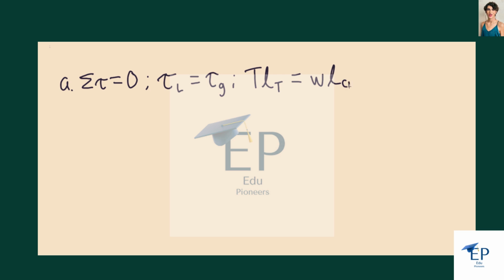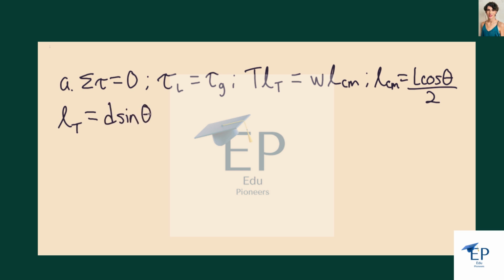length between the center of mass and the axis of rotation. We also know that the length of the center of mass is going to be equal to the full length times cosine theta divided by 2, or L over 2 times cosine of theta. We also know that L sub t is going to be equal to d sine of theta.